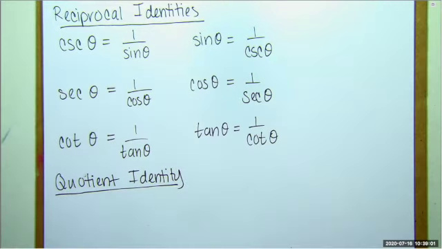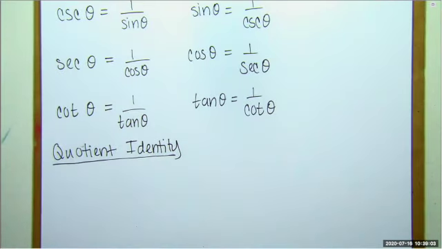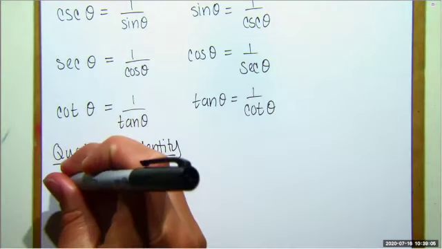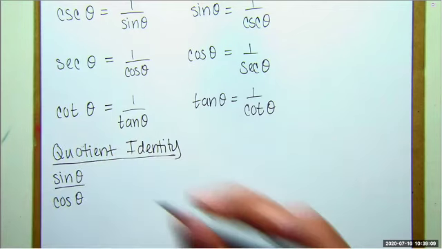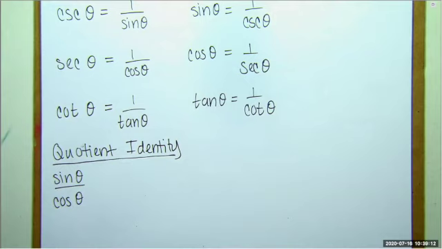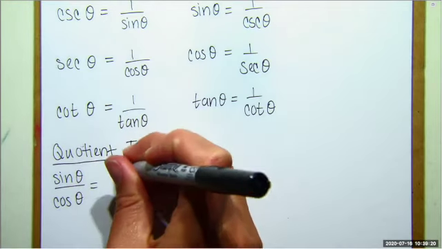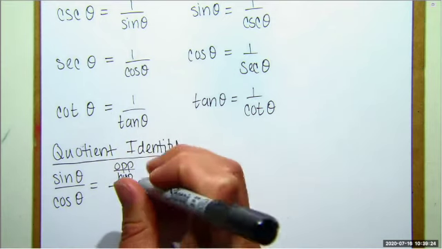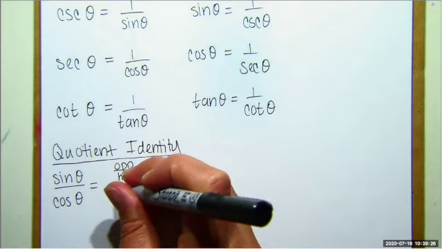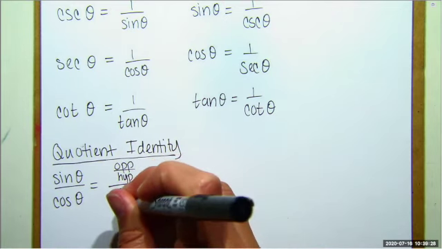So remember, quotient refers to a fraction. So what we want to do is take a look at what happens if we form this quotient of sine over cosine. Okay, so sine, we think SOHCAHTOA. So sine is opposite over hypotenuse. SOHCAHTOA tells us cosine is adjacent over hypotenuse.